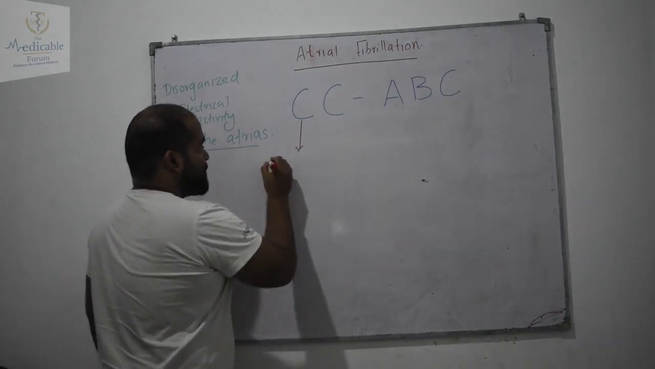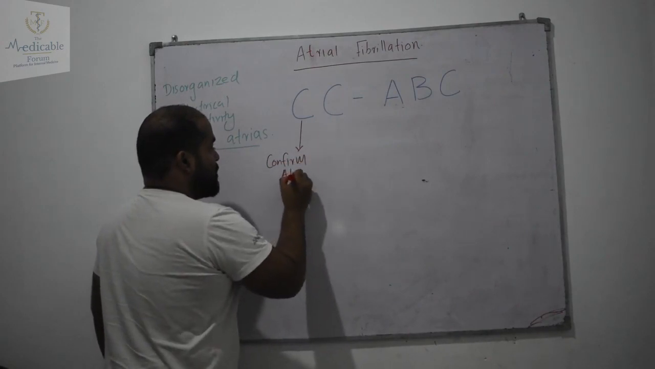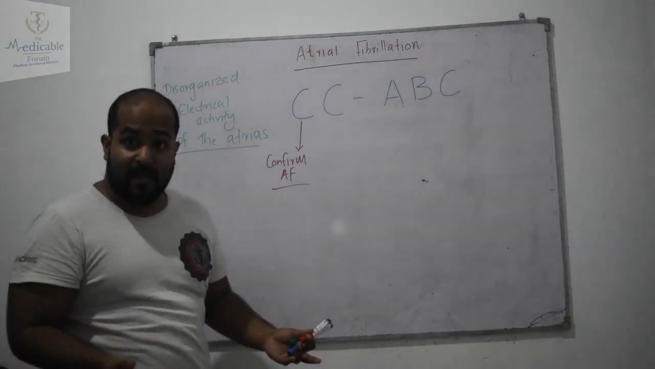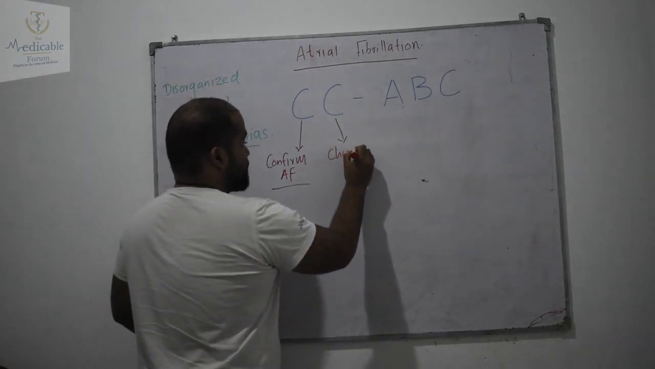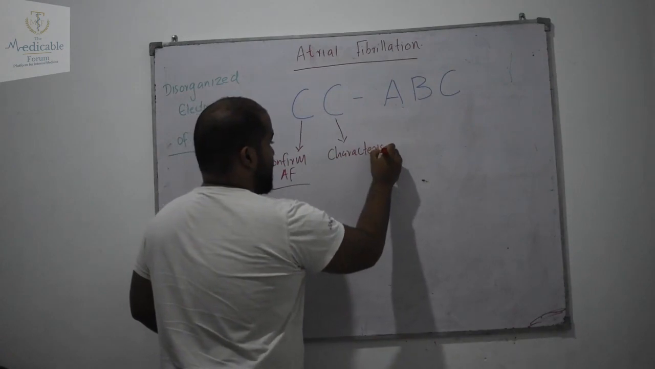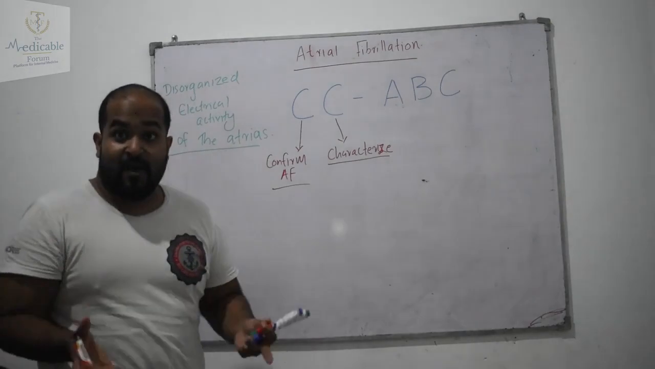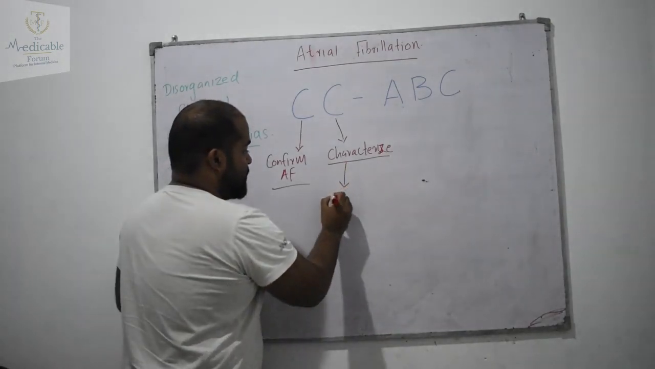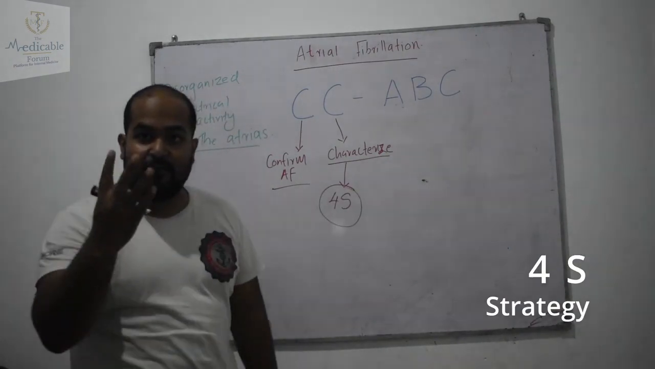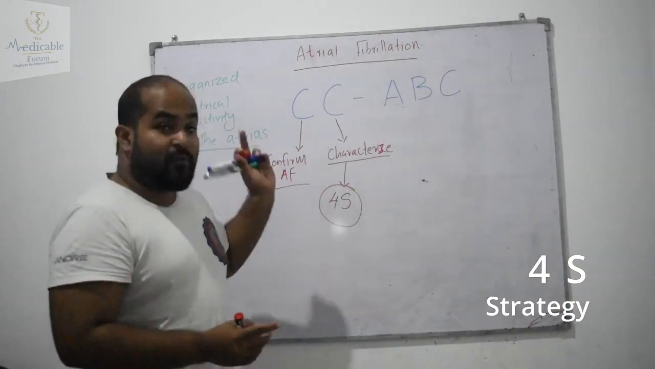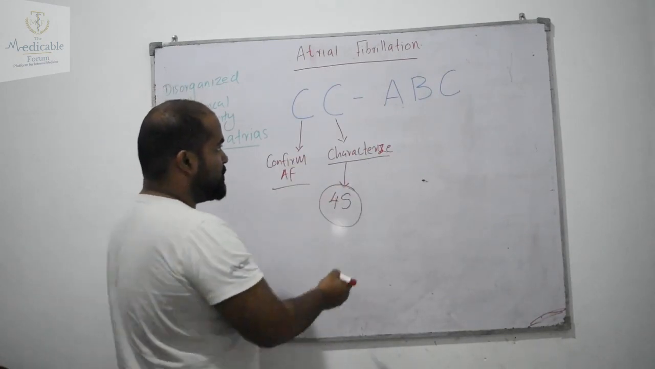What is the first C? You got to confirm that it is an AF. Then, after confirming, you got to characterize the AF. How do you characterize the AF? You have something called the 4S strategy. So you confirm, characterize using the 4S strategy, which I'll be telling you soon.